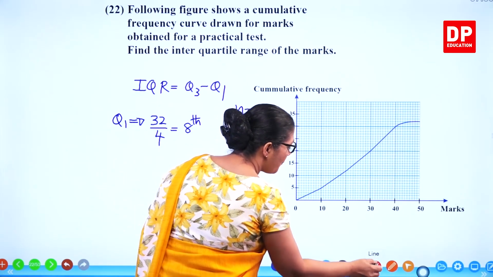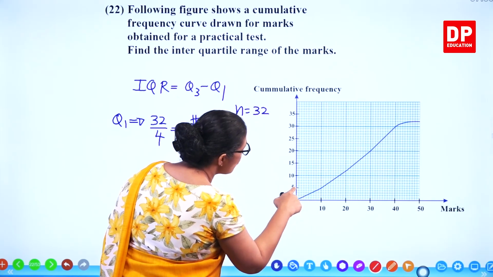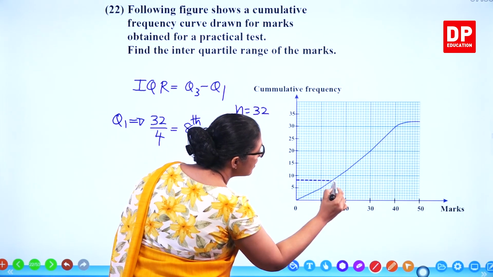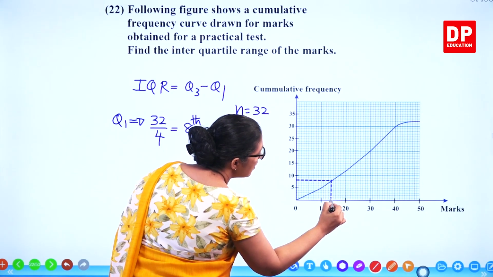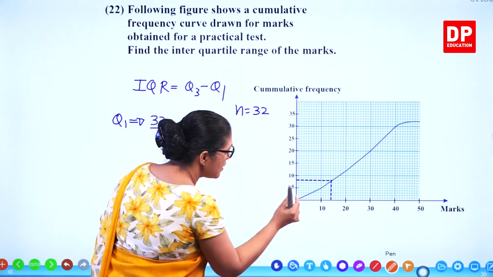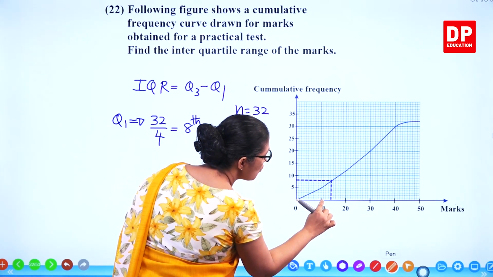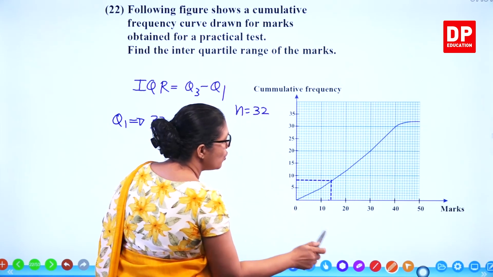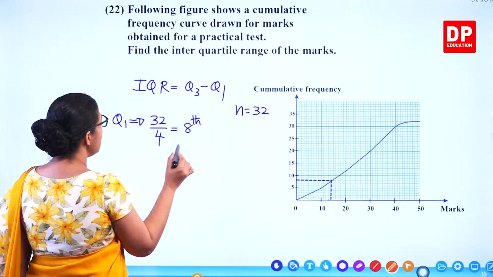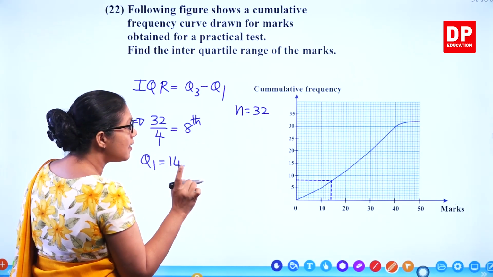So when you draw a line along 8, so 5, 6, 7, 8, we can find the first quartile. What's the value here? 1 square represents 1 because 10 squares, 10. So how many squares here? 1, 2, 3, 4. So 14 is the answer there. So 14 is Q1. So now take the third quartile.